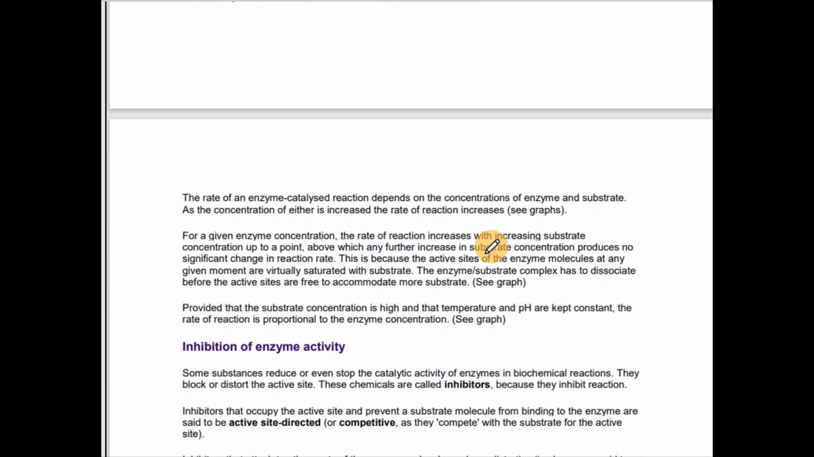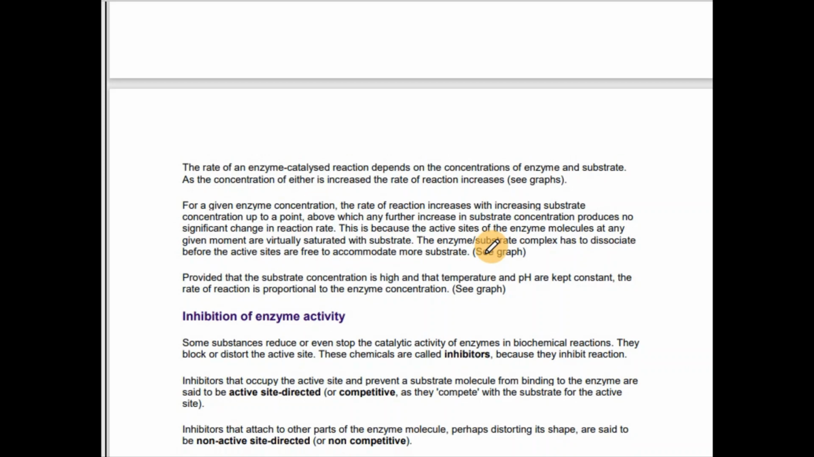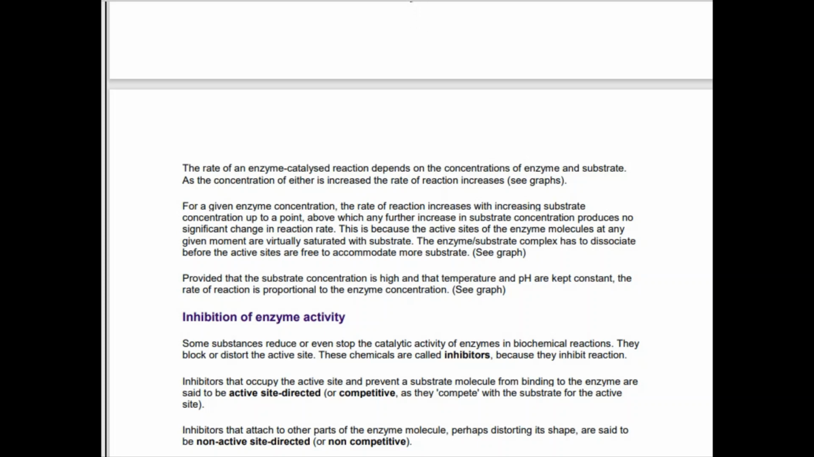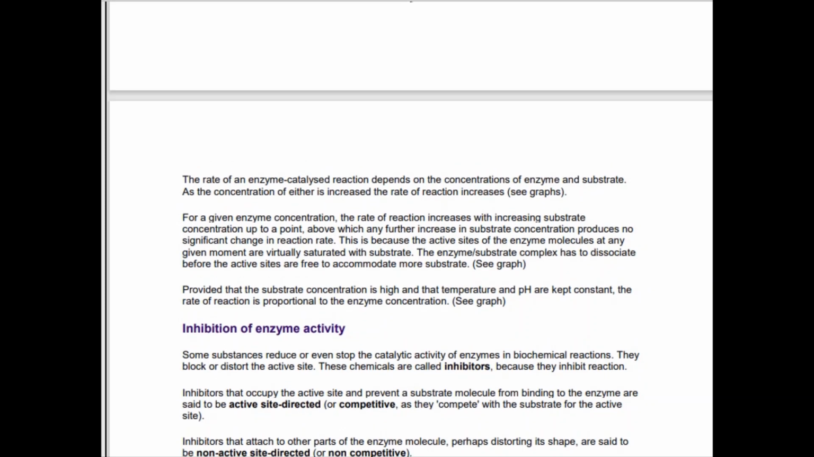Now let's look at the last thing we call inhibition. So enzyme inhibition is just how enzymes can be inhibited. Some compounds compete with the substrate for the same active site. Let me just talk a little about this. Some compounds compete with the substrate for the same active site.